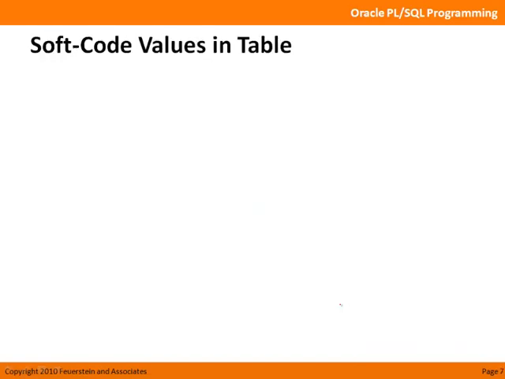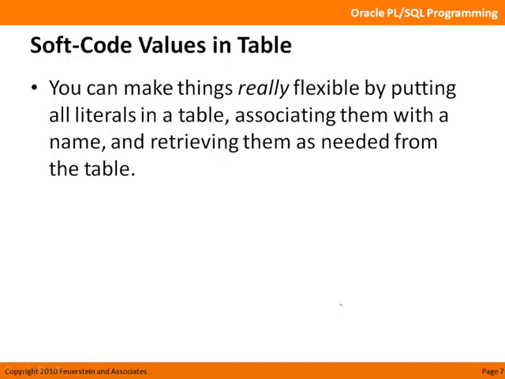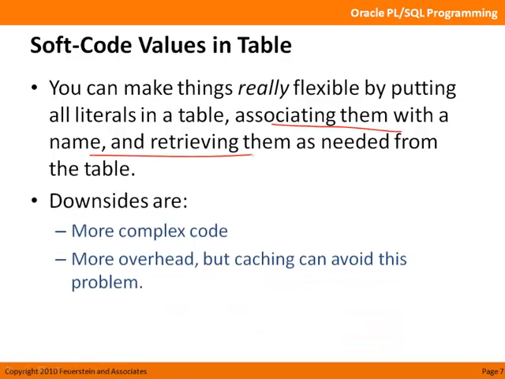Now you could get even fancier, more dynamic, and soft code values in a table. So rather than putting the values in a constant, whether they're in the package specification or in a function itself, you can put them in a table. You could associate them with a name and retrieve them as needed from the table. What are the downsides of this approach? Well, it's a more complex configuration generally because you've got this table, you have to maintain the table, etc. There's more overhead because you're querying the data out of a table rather than accessing it in your package directly. But using caching, especially the function result cache of 11G, can really avoid a lot of that problem. Let's take a look.